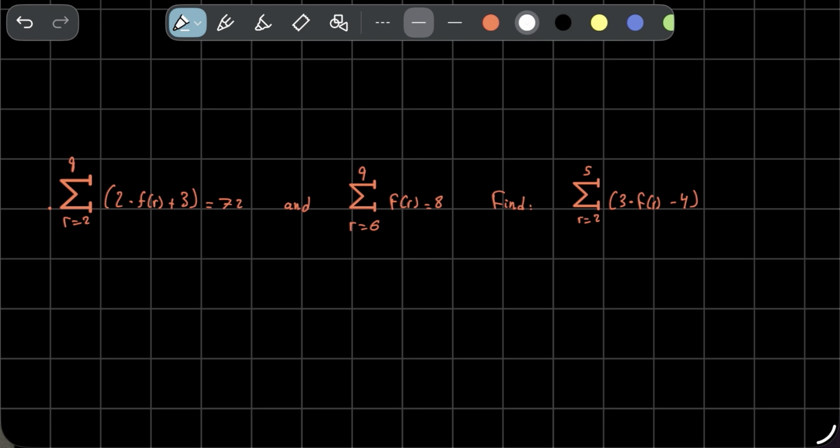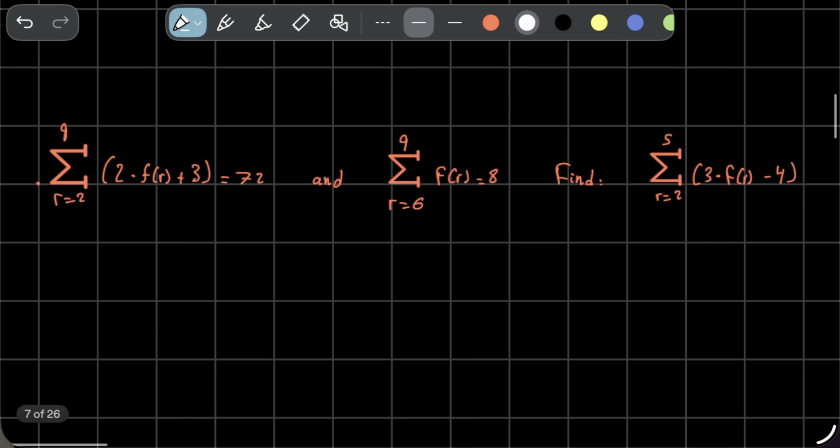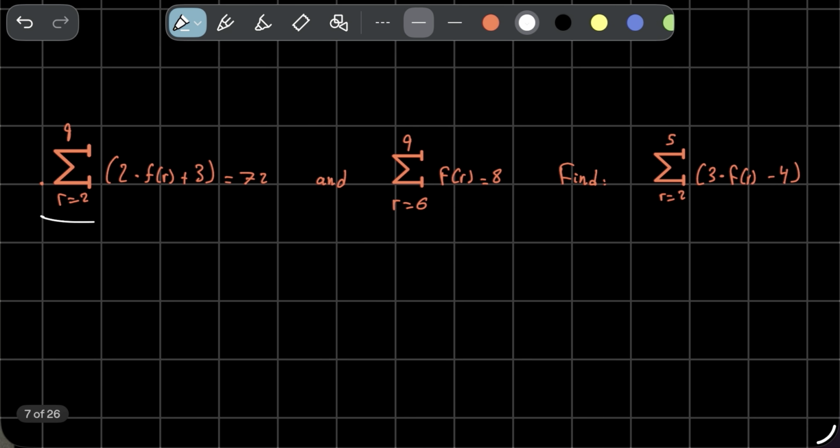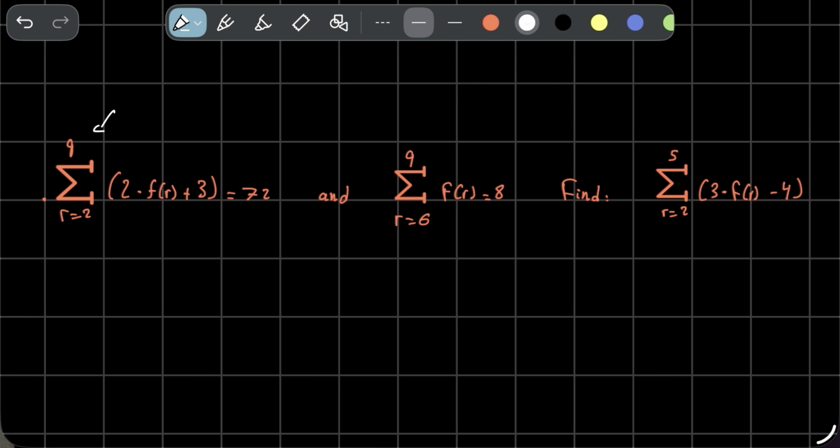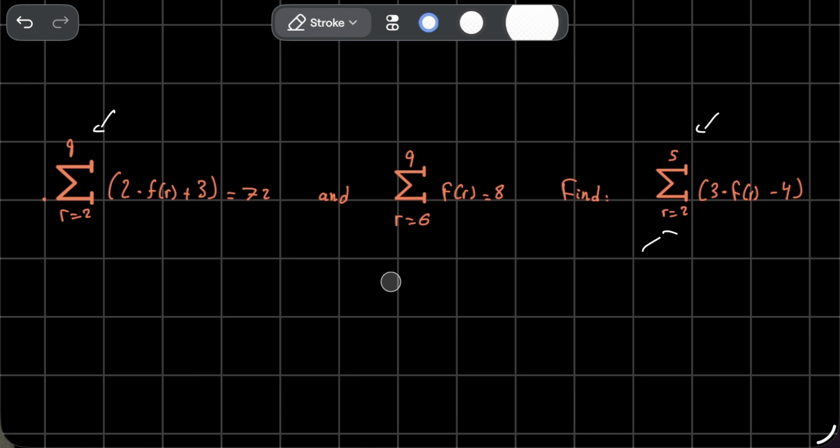Okay, students, now we have a new example that has a kind of new idea or technique that we will see. So first we have this one and this one given, and we want to find this one. And as you've probably noticed, we have different numbers here, here, here, and here. So how can we solve this?